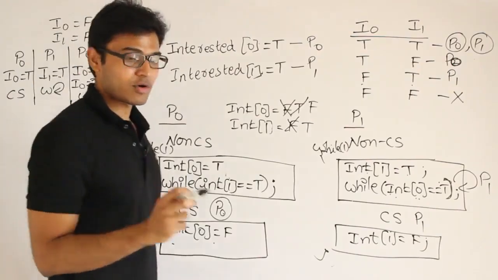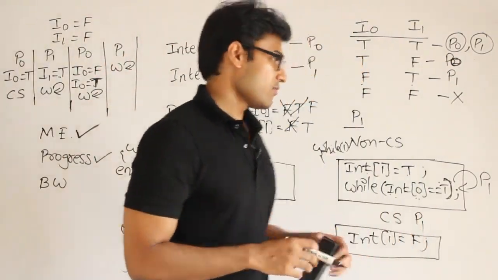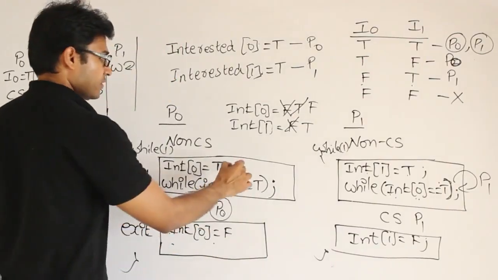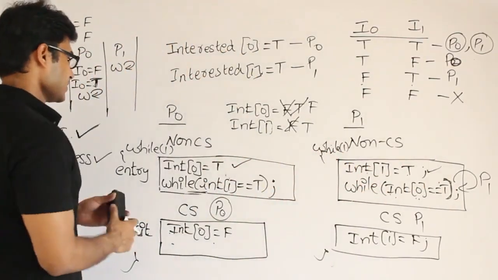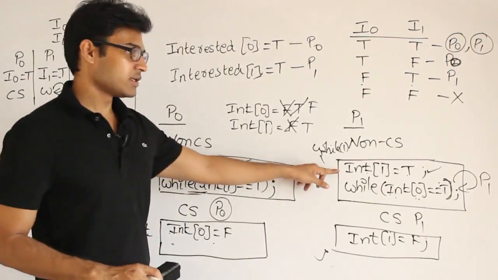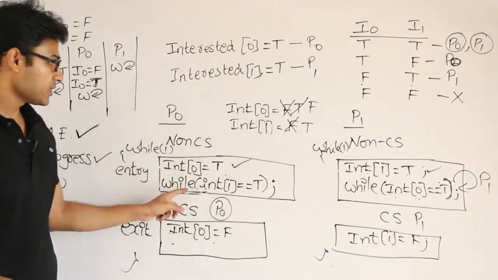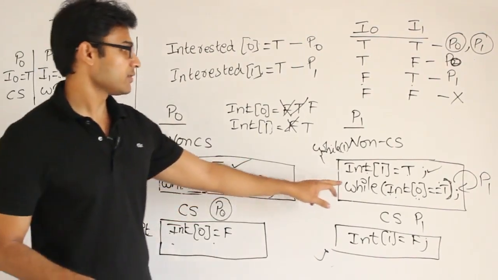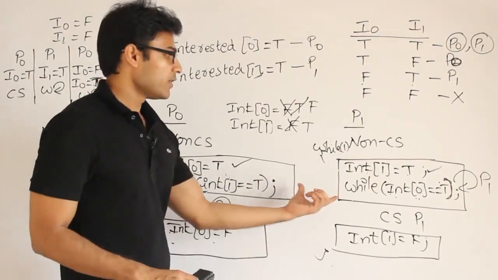So it is not just bounded waiting, it is a deadlock. So deadlock is possible. The reason is when both of them show that their interest is true, and both of them get preempted, which means P0 has executed this line, got preempted. Then P1 has executed this line, got preempted. Then P0 will come and check that the other one is interested and it will be in the while loop. And P1 will also come, it will check that the other one is interested and it will be in the while loop. Therefore, there is a deadlock.